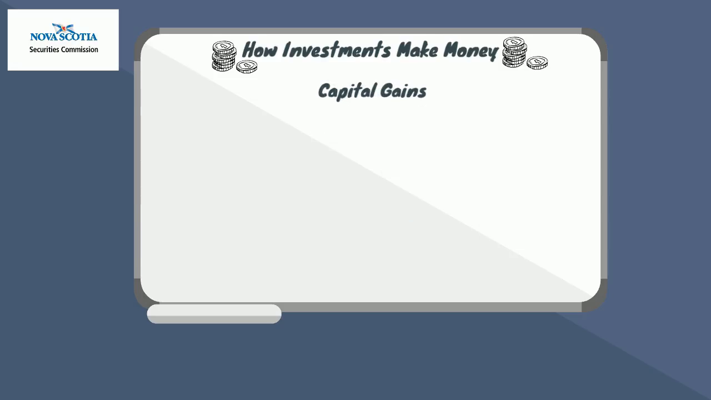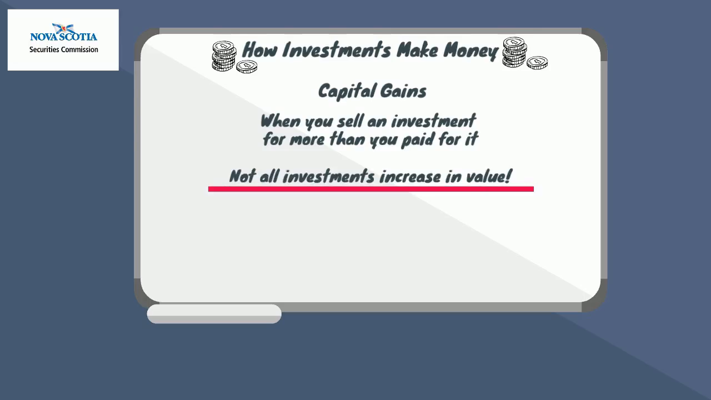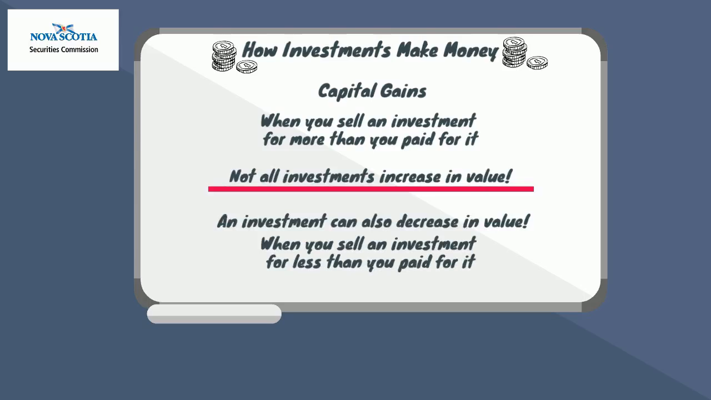A capital gain is made when you sell an investment for more than you paid for it. It is the price appreciation of an investment since it was purchased. However, not all investments increase in value. An investment can also decrease in value. If this happens, and you sell an investment for less than you paid for it, the result is a capital loss.